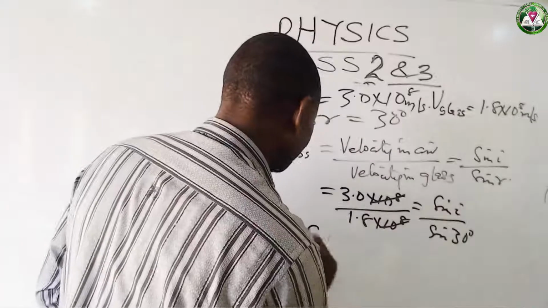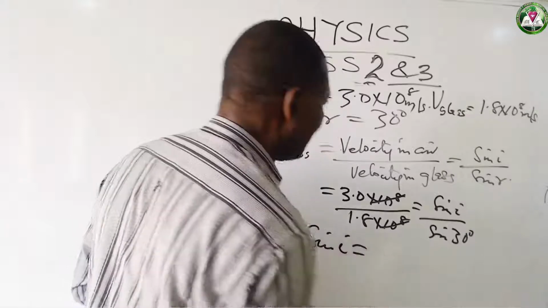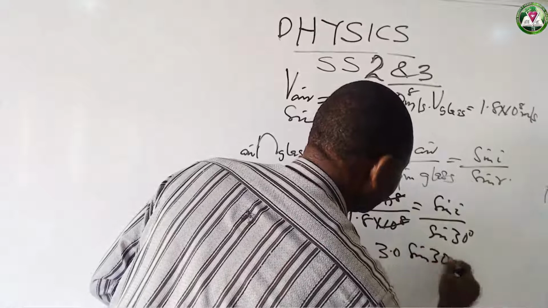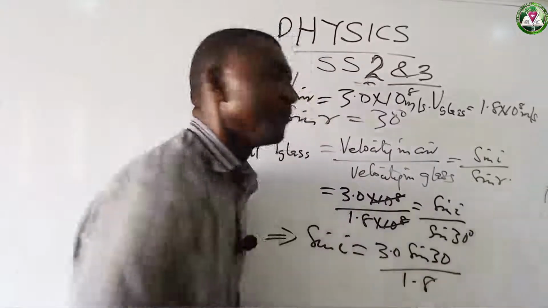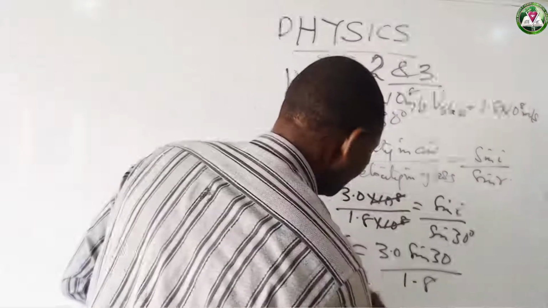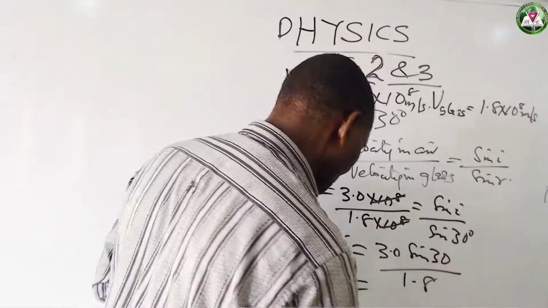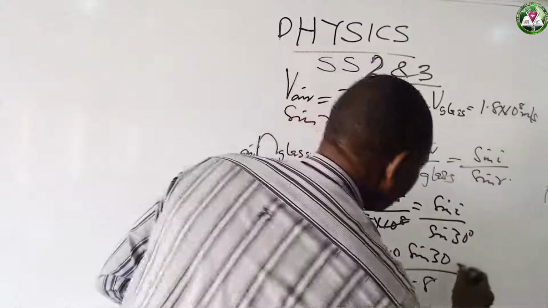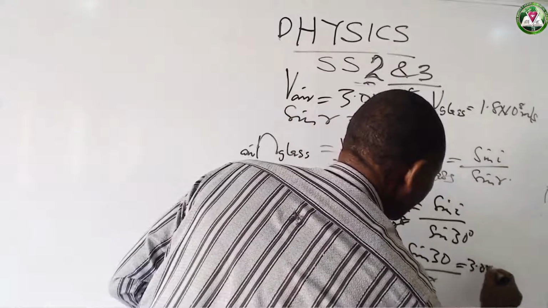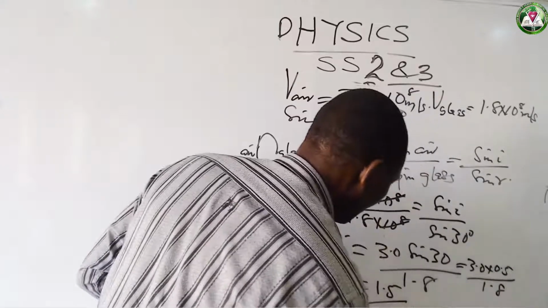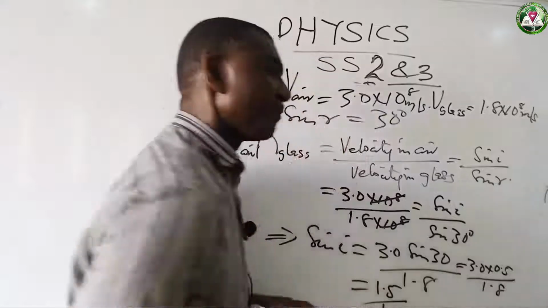Then this implies that if I make sine i the subject of formula, I will now have 3.0 sine 30 degrees all over 1.8. So that's what you have. So when you now multiply out, what you have is 1.5, because this is 0.5. If you like, this is equal to 3.0 multiplied by 0.5 all over 1.8. So that will give you 1.5 over 1.8.